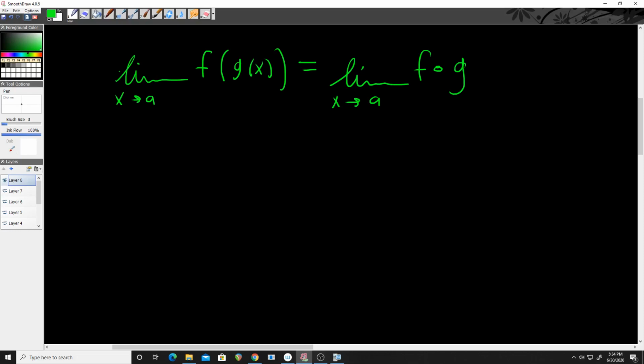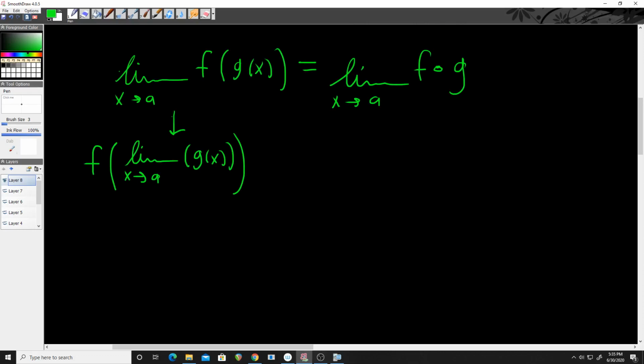Then what you can do is find the limit of the g part first. In other words, you can take the limit inside f, find the limit of the g part, and then whatever that number is, just do f of that number. As long as f and g are continuous, you can do this. I want to do just a simple example to illustrate this.